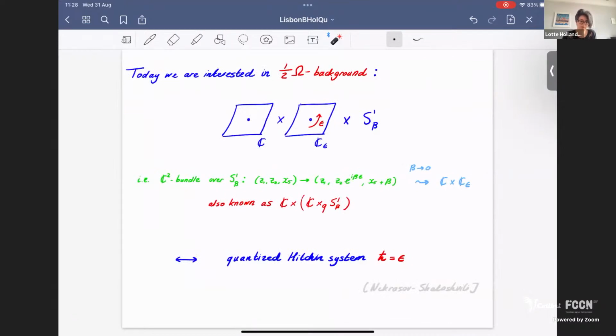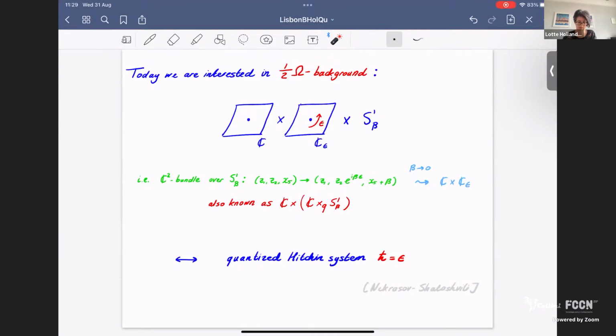What I'm going to do today is, although this picture can probably be generalized to the whole omega background, I'm going to focus on what is called the half omega background. So in this talk I'm going to set one of the epsilons to 0, and the other epsilon I'll call epsilon, as in this picture. That means we consider a C2 bundle over S1, which is governed by this identification.